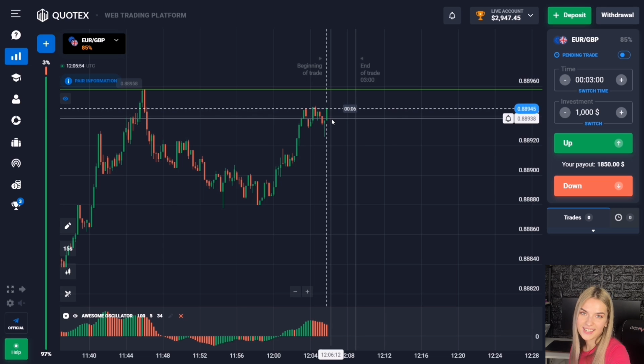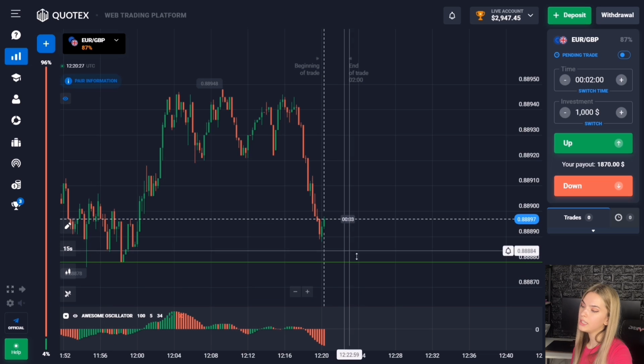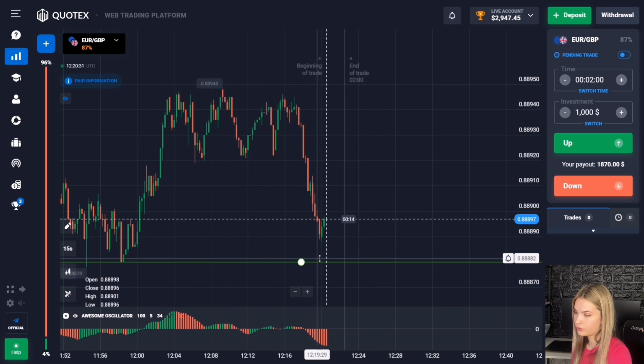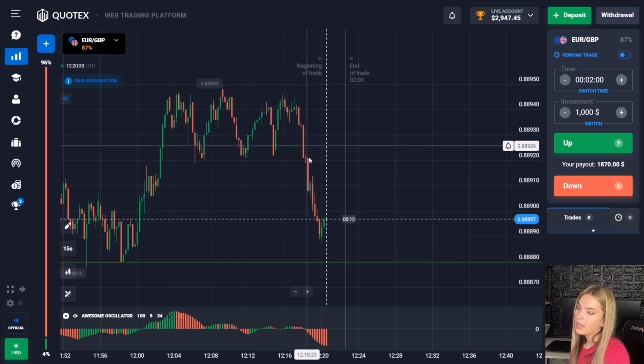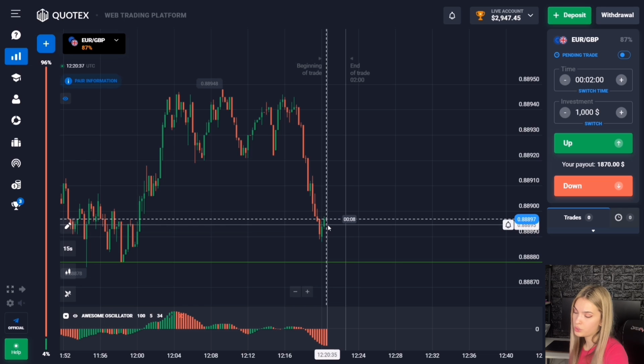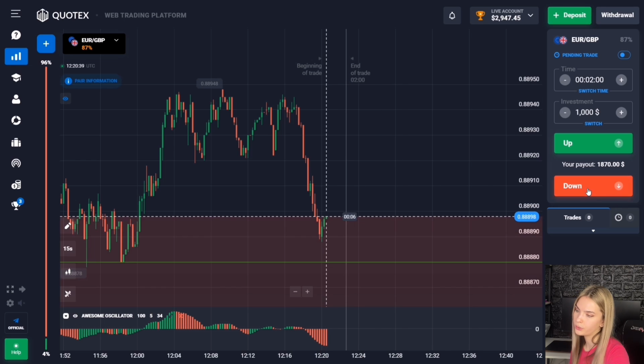Let's continue guys. We have a level of support down here. We also see that at the moment there is a good confident unidirectional movement. At the same time, there is still space for the support level, and in this situation we'll open a deal for 2 minutes to go down.